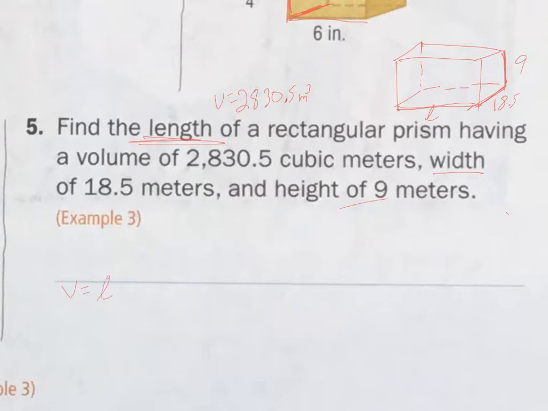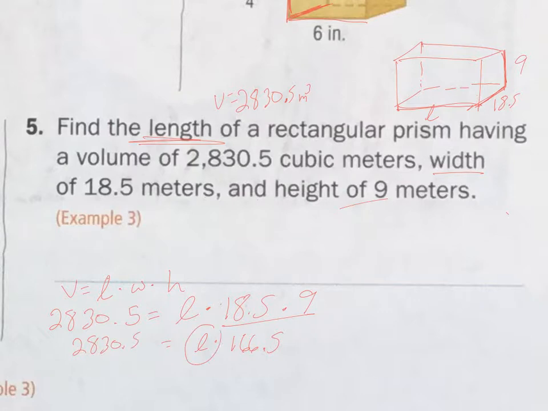Volume equals length times width times height. I know the volume, so I'm going to enter that as 2830.5 equals length, which I do not know, but I do know the width of 18.5, and I do know the height of 9. So let's multiply those together first. 18.5 times 9 equals 166.5 times length equals 2,830.5.